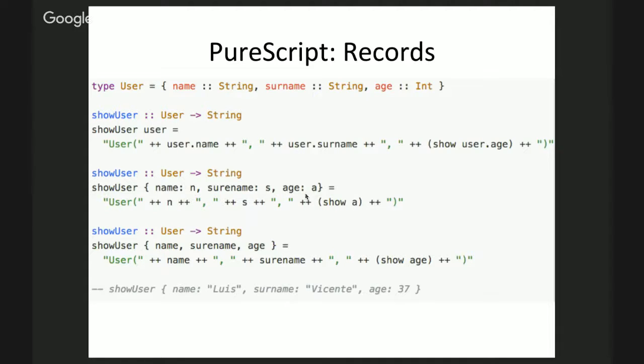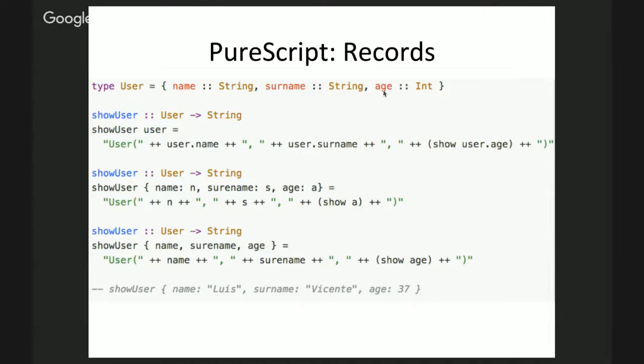The translation of this to JavaScript is a JavaScript object. So there is no runtime cost when you are using this. But it makes it nicer to use all these collections of properties, because we are defining here a type alias. This is a user: name, surname, age. It can be a user that is registered into a website. And we can use that as the type of our functions. So we can create a string from a user this way.